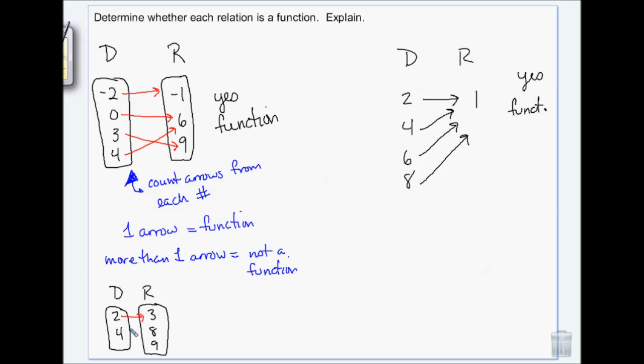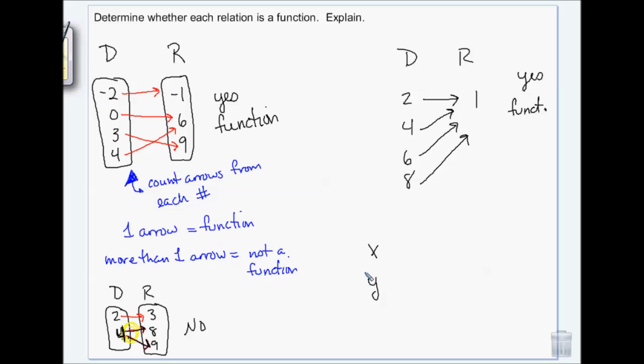If 2 goes to 3, and 4 goes to 8, and 4 goes to 9, this right here, 2 arrows, tells me it's not a function because I have 2 arrows coming off of that 4. And that's not okay. So you only need to look at this side, the left.